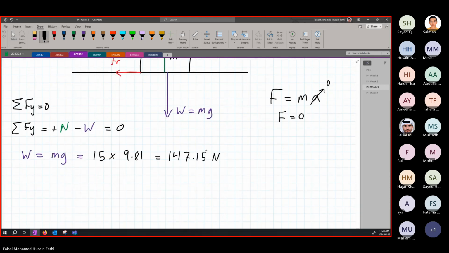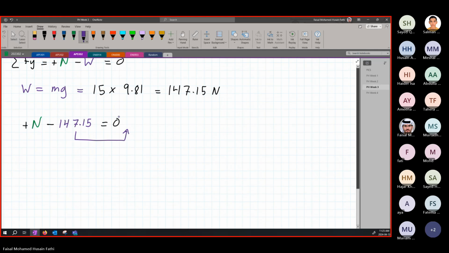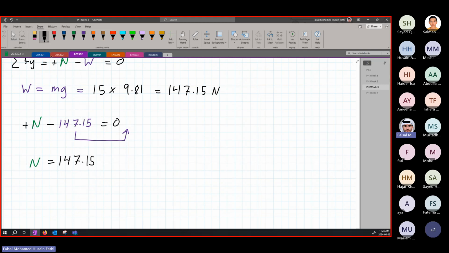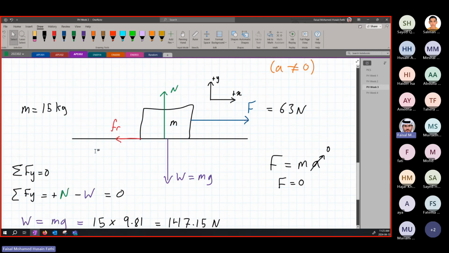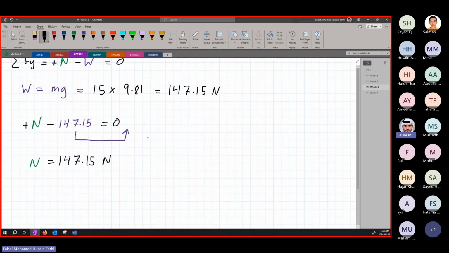We found our W. So if we just plug this back into that equation, plus N minus W, what's our W? It is 147.15, and that is going to be equal to 0. So in other words, if we take this to the other side, we can find that N is going to be equal to 147.15. Since it's minus here, it becomes plus here, newtons. So we found our normal force N. Now we can find out our FR, our friction force, using this equation.